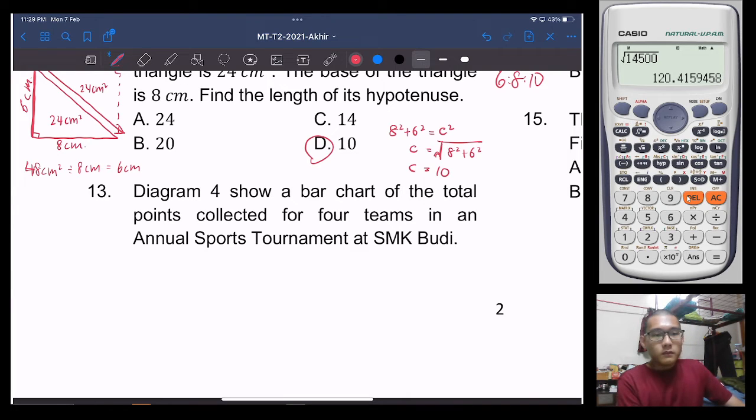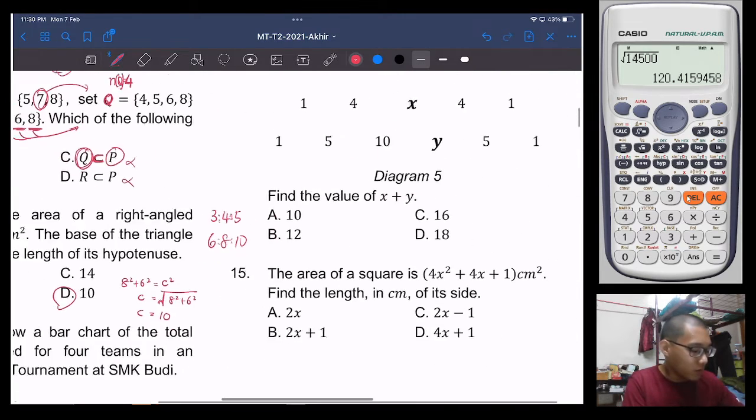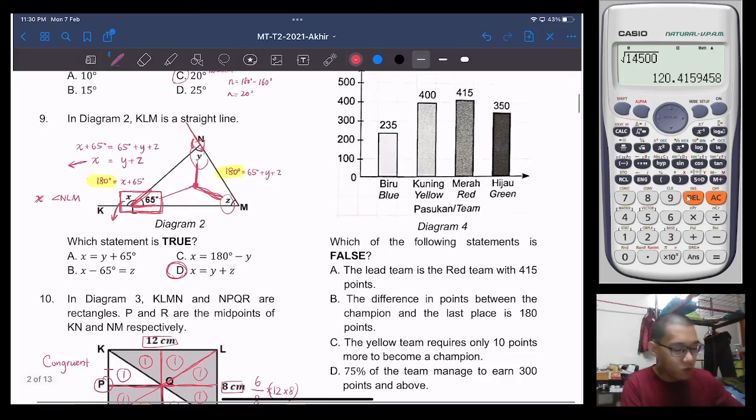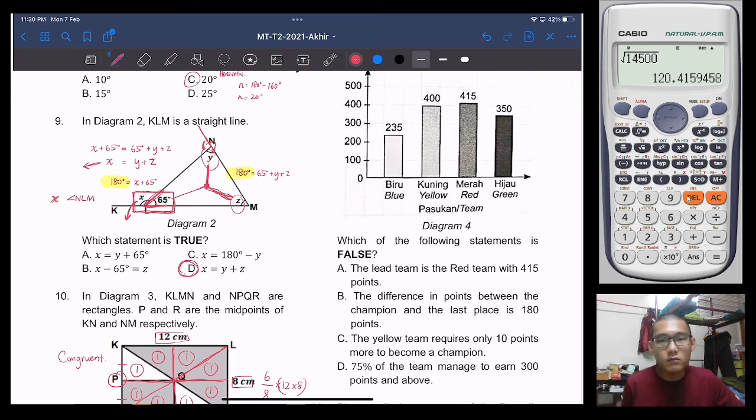Question 13. Diagram 4 shows a bar chart of the total points collected by 4 teams in an annual sports tournament at SMK Budi. Which of the following statements is false? The lead team is red. Lead means leader, the first one. This one is 415, the red team. Is it correct? Yes, because it's the mode.